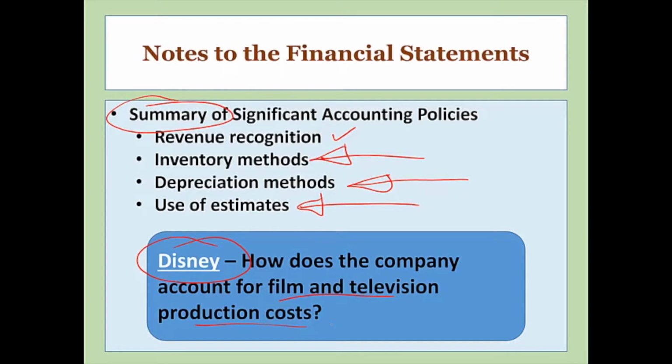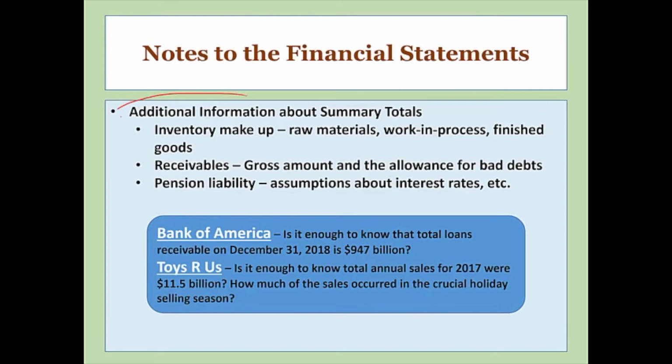Then they go on to say, here's how we do it for the cost of television broadcast rights for acquired series, movies, and other programs. They go into great detail to tell you the assumptions that they make. Again, we need to understand the assumptions that are made so that we can interpret the numbers that are in the financial statements. When it comes to accounting policies, companies are very specific in telling us exactly the assumptions that they make. In addition, companies provide additional information.